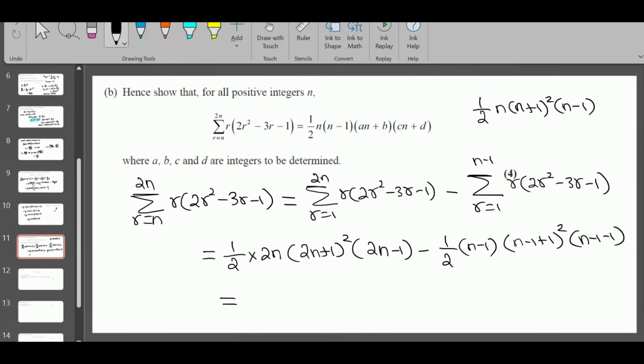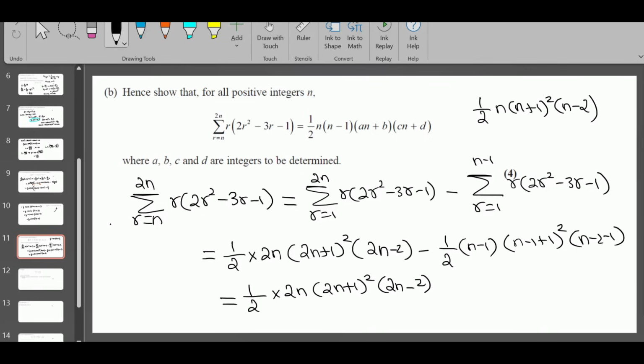So I'm not going to cancel 2 because we need 1 over 2 as a common factor. So keep it as it is. 1 over 2 times 2n times 2n plus 1 whole square times 2n minus 1. So in the part A result I made a mistake. It was n minus 2 actually. So it should be 2n minus 2.